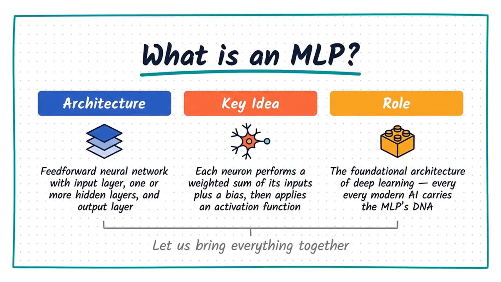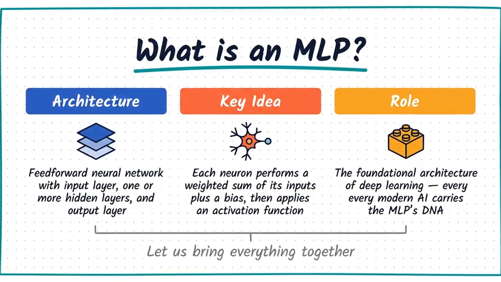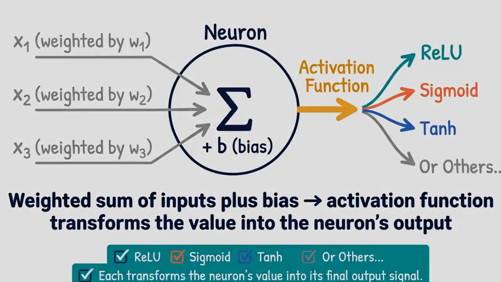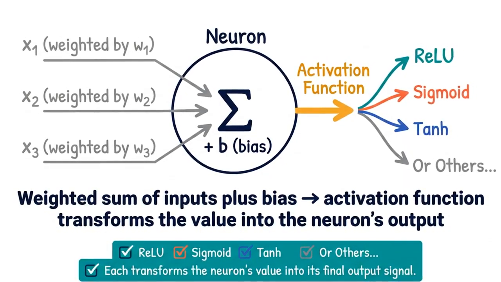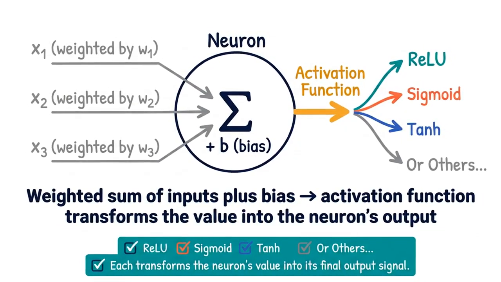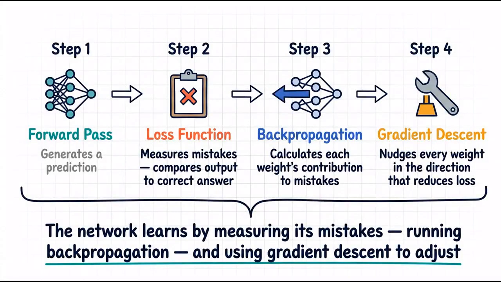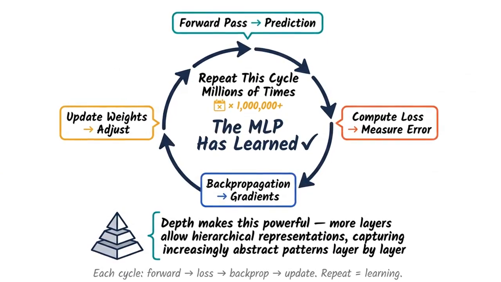Let us bring everything together. An MLP is a feed-forward neural network with an input layer, one or more hidden layers, and an output layer. Each neuron performs a weighted sum of its inputs plus a bias. A nonlinear activation function, ReLU, Sigmoid, Tanh, or one of many others, then transforms that value into the neuron's output. The network learns by measuring its mistakes with a loss function, running backpropagation to calculate each weight's contribution to those mistakes, and using gradient descent to nudge every weight slightly in the direction that reduces loss. Repeat this cycle millions of times, and the network learns.